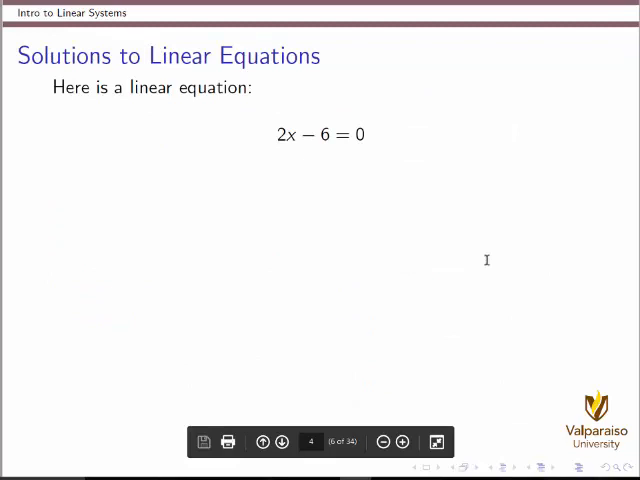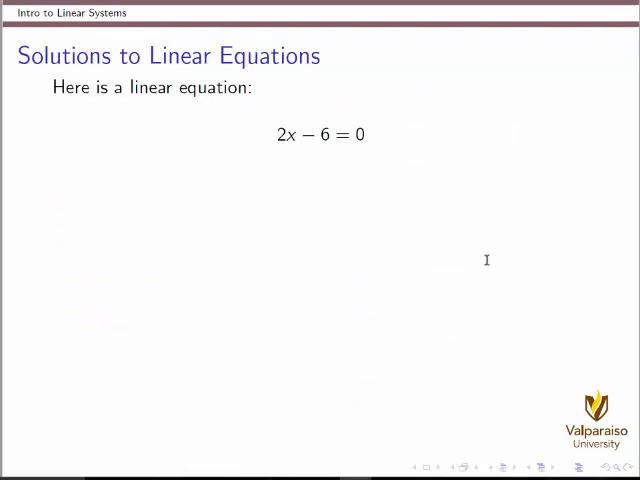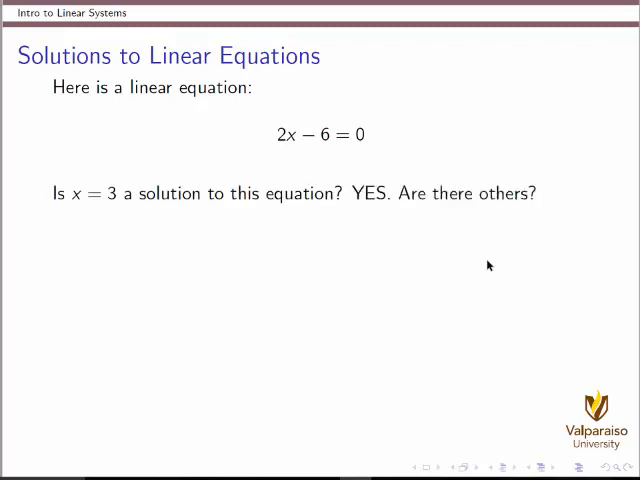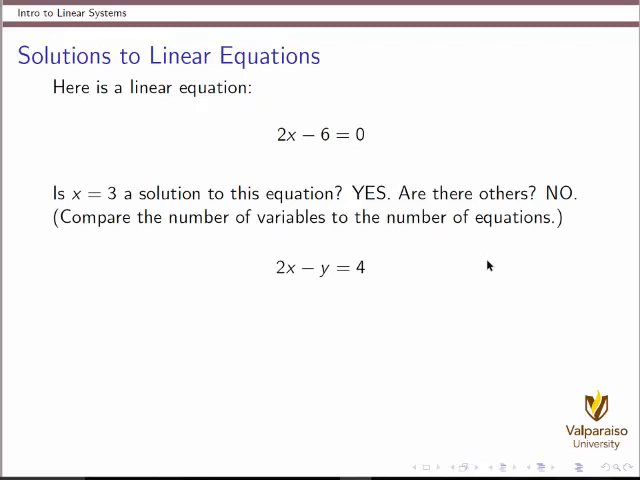Here is a linear equation, and it's a simple one. 2x minus 6 is 0. You've seen these before, and you can tell me if x equals 3 is a solution to this equation. It most definitely is, because when we plug in x equals 3, we get a statement that is true. Are there any other solutions to this equation? No, there are not. You know how to do the algebra to solve for x, and you would come back with x equals 3 and only that.